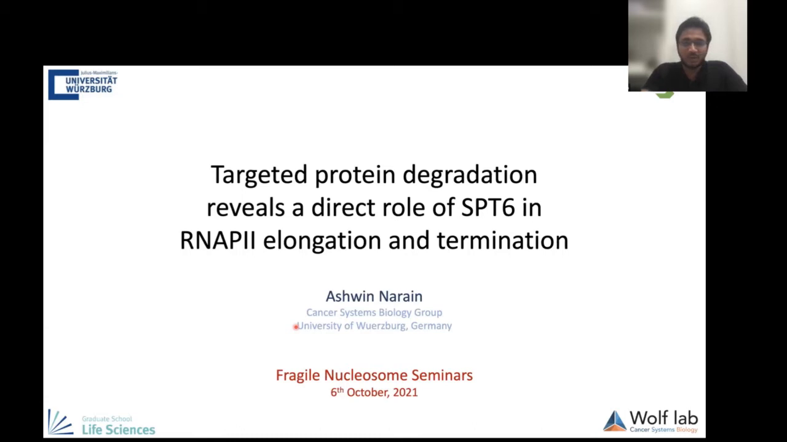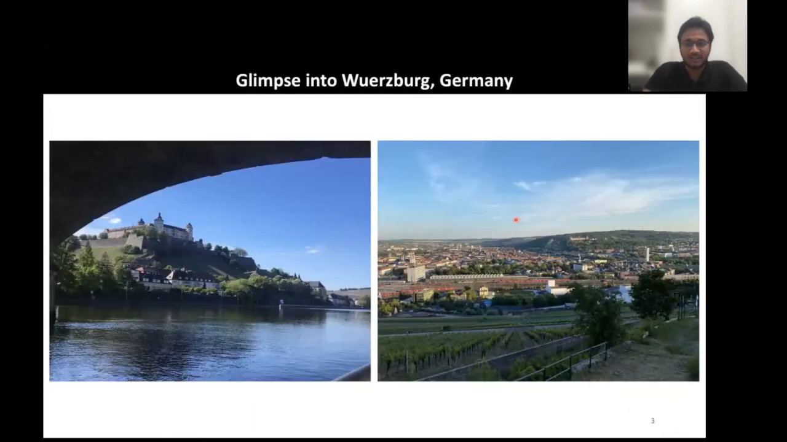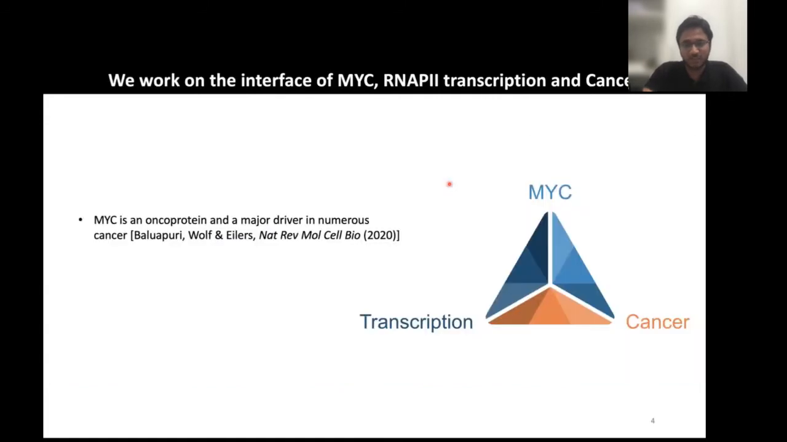So I'll be talking about a recently published work from our lab on SPT6 and its role in RNA-Pol2 elongation. As introduced, I'm working in Elmar Wolf's group, and we are housed in a small but beautiful city of Würzburg in Germany. As a lab, we work on the interface of MYC, transcription, and cancer.